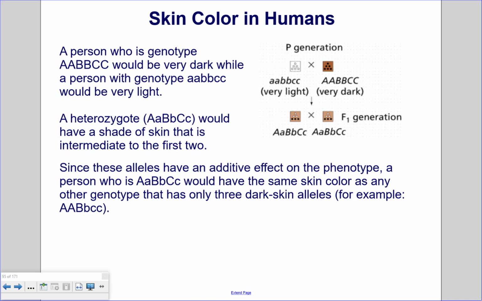Since these alleles have an additive effect on the phenotype, a person who is heterozygous, big A, big B, big C, would have the same skin color as any other genotype that has only three dark skin alleles. For example, this genotype here has three big alleles, big A, big A, big B, and so it's the same darkness as the heterozygote, which also has three dominant alleles, big A, big B, and big C.